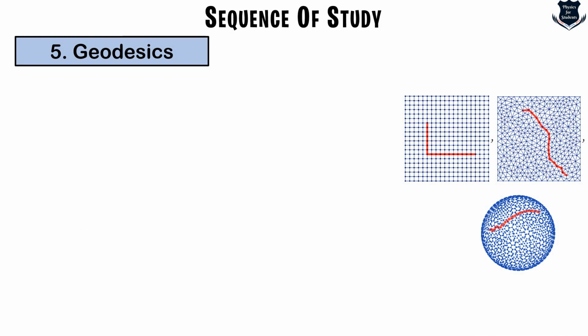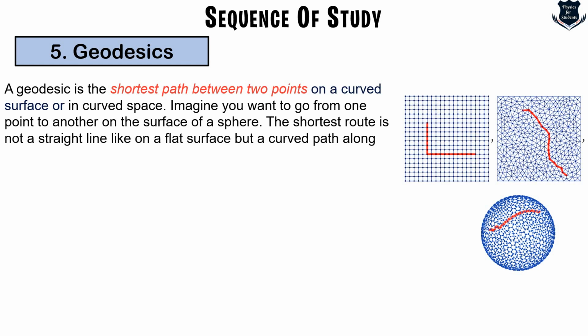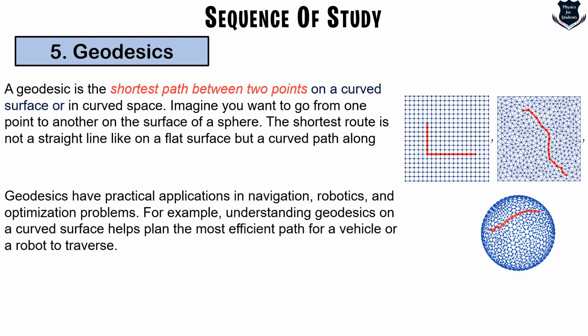Now the next important question is: what is the shortest line on a manifold? That is called a geodesic. A geodesic is the shortest path between 2 points on a curved surface. You can imagine you want to go from one point of the sphere to another. The shortest route is not a straight line, but something which is curved.